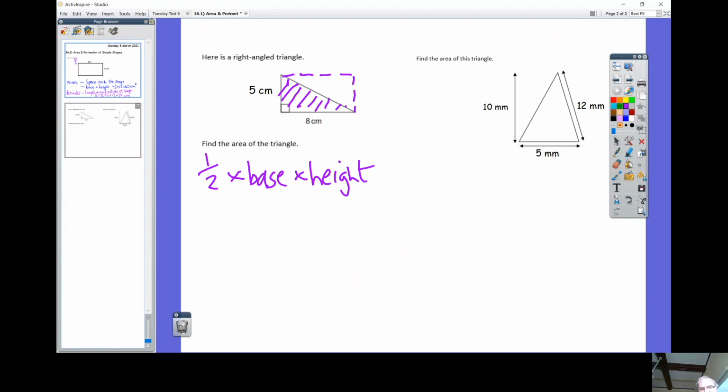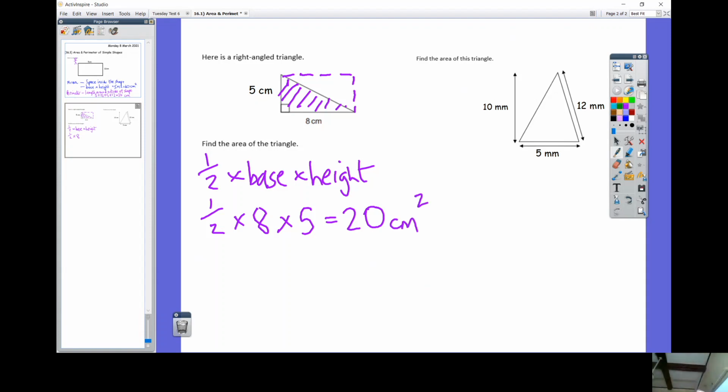Okay, so with this particular question, it would be half times 8 times 5. Sorry, it's a times sign. Half times 8 times 5. Okay, what's 5 eighths? 40, halve it. And units, given it's two-dimensional?